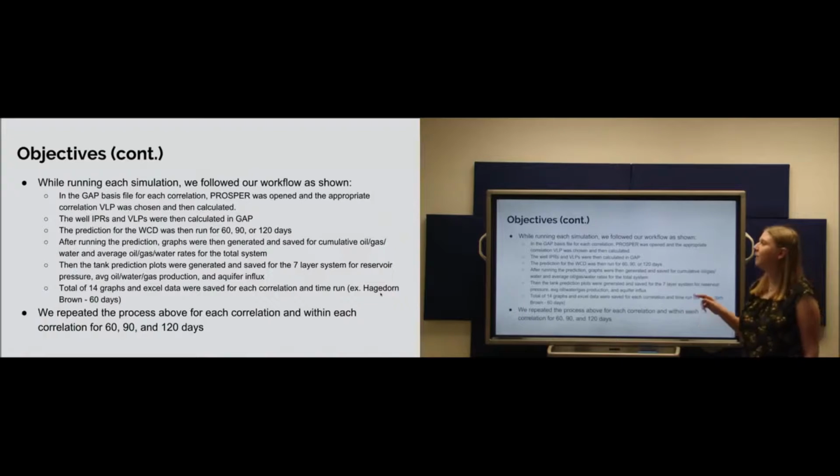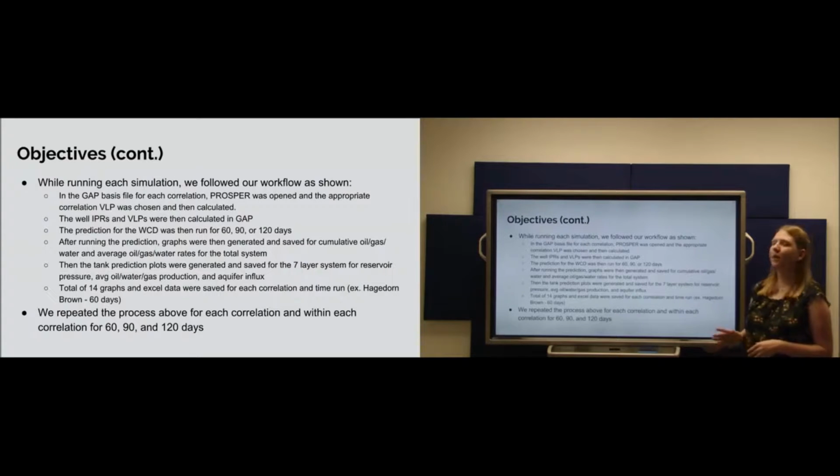At the beginning of each simulation, we have our basic GAP file, and within that we open Prosper and change it depending on which VLP we're running. If we want to run Hagedorn and Brown, we go in there, change that, and calculate that data. Then we go back into GAP and generate the IPRs and the VLPs. After that, we run the prediction based on the 60, 90, or 120 days. After running that, we generate the graphs for the total system, such as the cumulative oil, cumulative gas, and average oil rates.